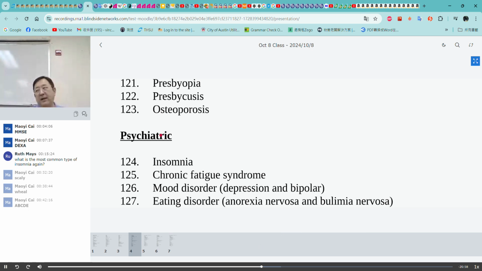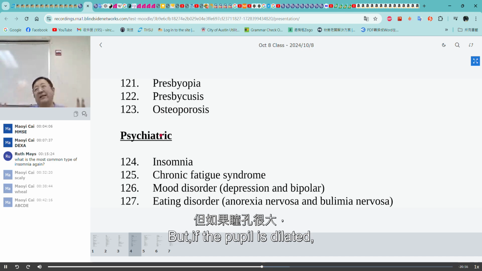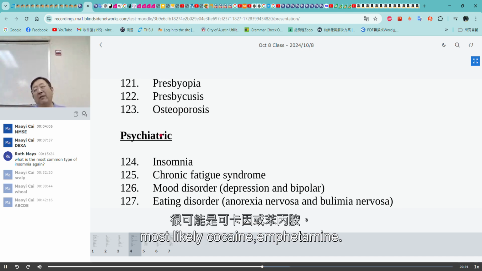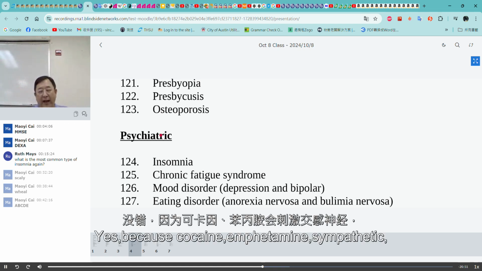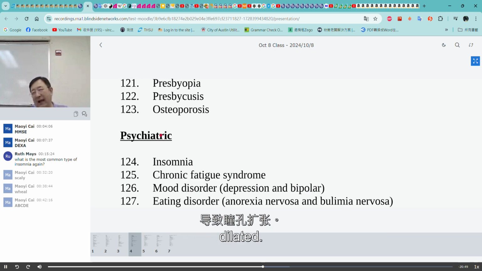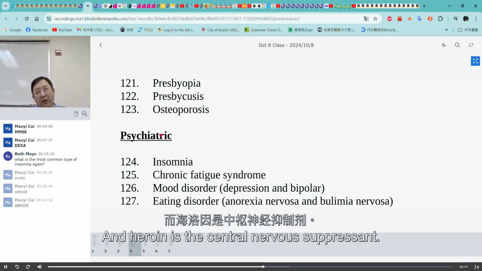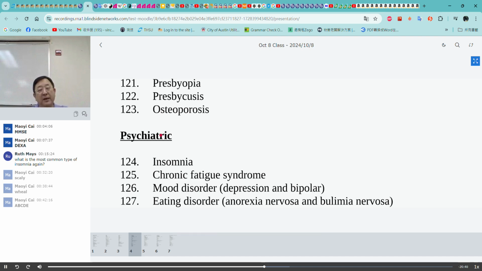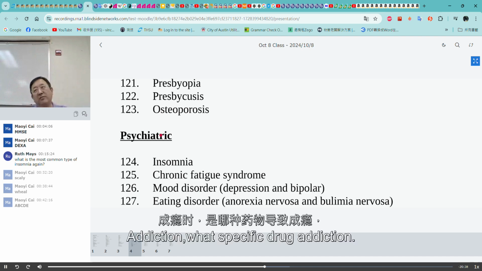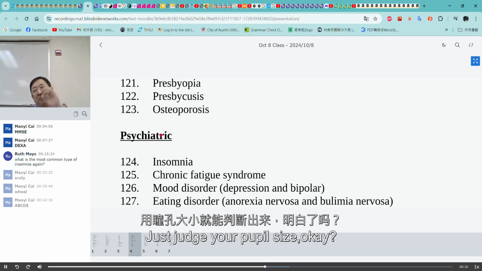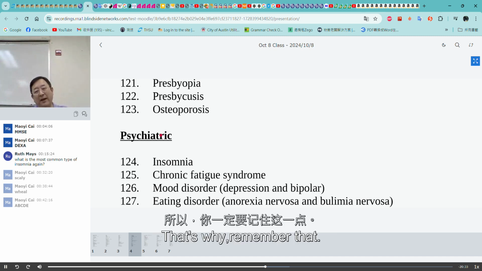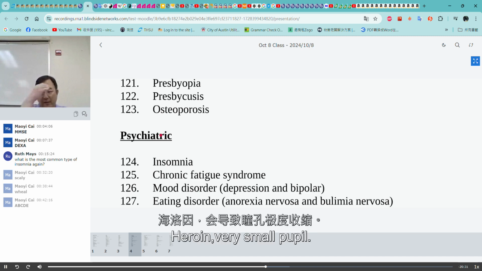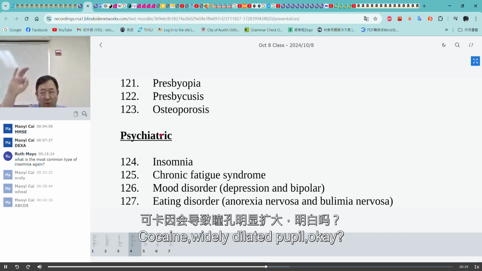pinpoint pupil size. But if the pupil is dilated, most likely cocaine or amphetamine. Yes, because cocaine and amphetamine are sympathetic, so dilated. And heroin is a central nervous system suppressant, so the pupil gets smaller. So pupil size can help you determine what specific drug addiction it is. That's what you judge on, pupil size, okay? So remember that. Heroin, very small pupil. Cocaine, widely dilated pupil, okay?